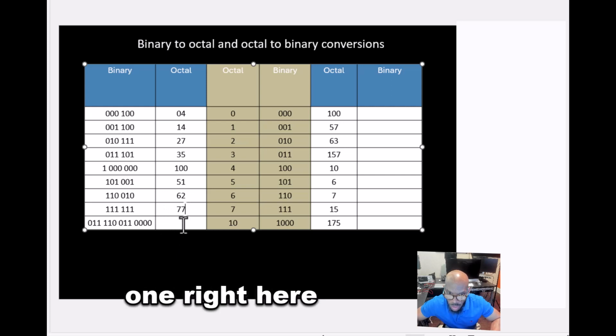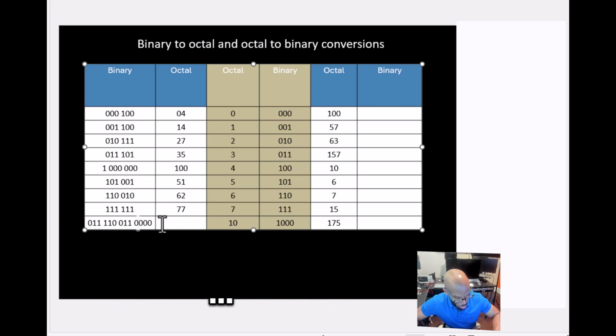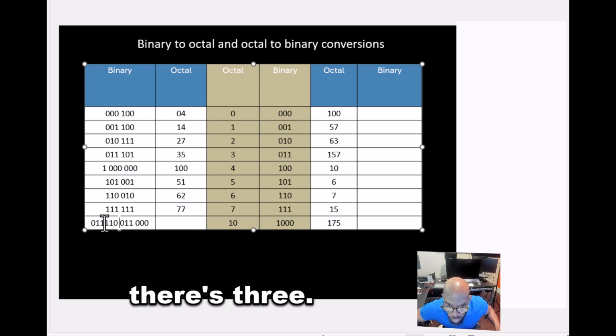And then this one right here. Incidentally, if you don't have enough to make your groups, you start from the right and you go all the way over. Okay, so let's do this right here. To make your groups: 111, so 1, 2, 3, that's 3. 1, 2, 3, that's 3. 1, 2, 3, that's 3.